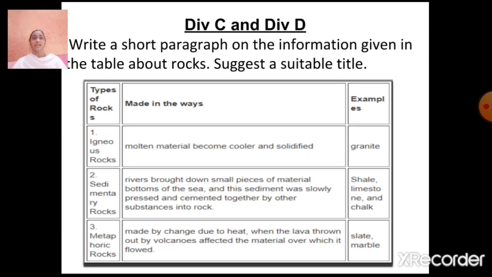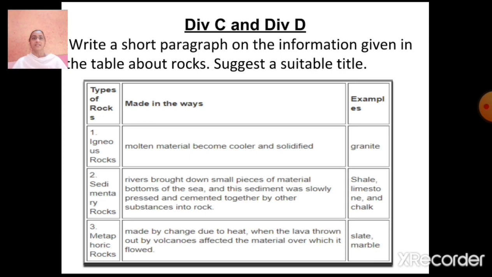Now this is made when rivers brought down small pieces of material from the bottom of the sea and this sediment was slowly pressed and cemented together by other substances into rocks. Now the example is shale, limestone and chalk.